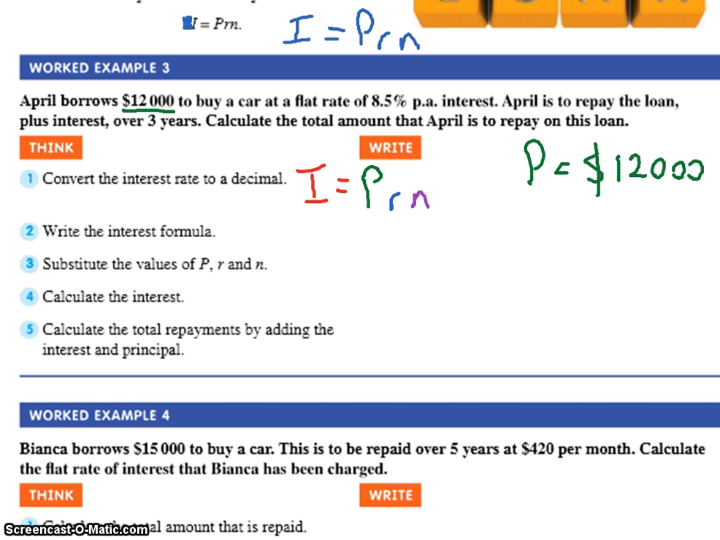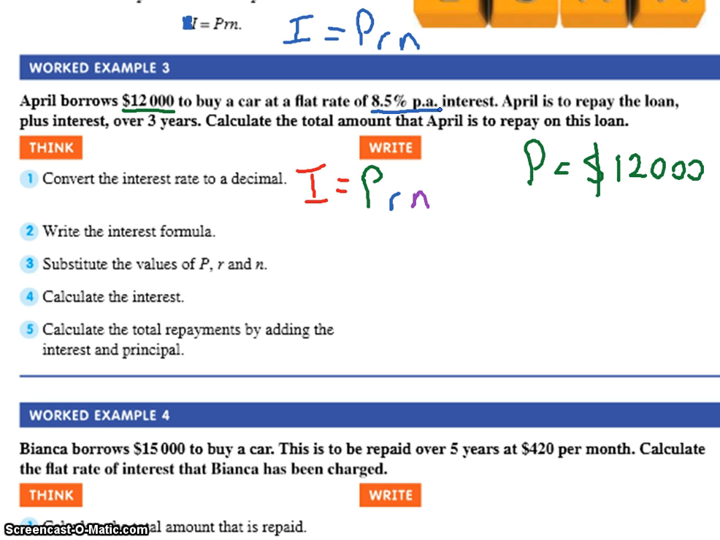Okay. What's our next one? R is our interest rate, isn't it? So what's our interest rate? 8.5% per annum. Don't forget, you have to look at the per annum because sometimes you're asked for it monthly and you have to change things.